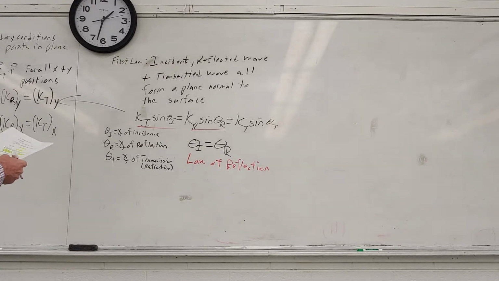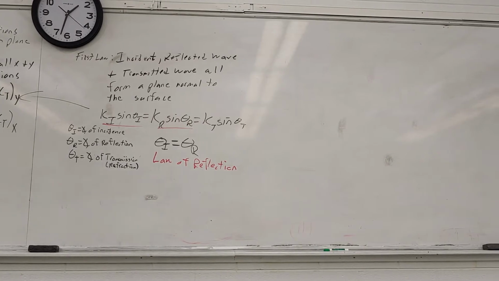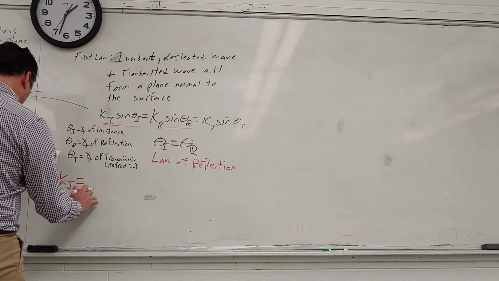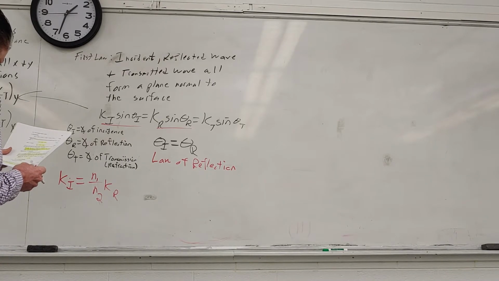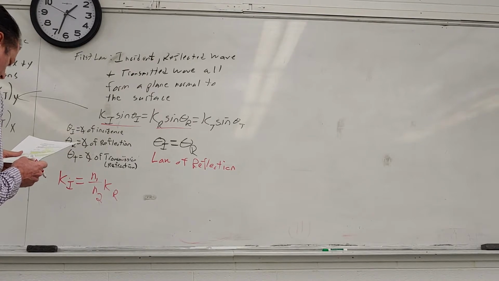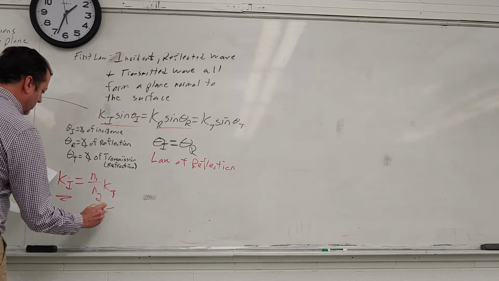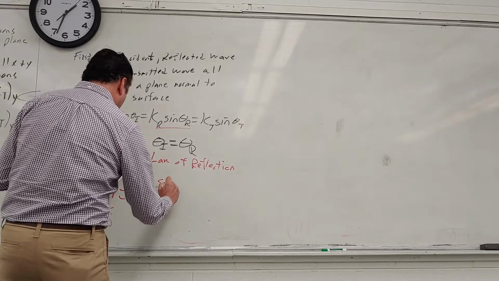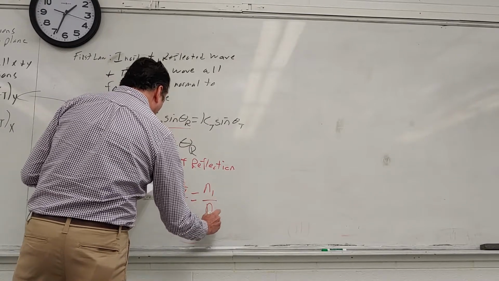Now, what we said here previously, those are for the x and y components of them. Now, the K values previously: K incident is equal to N1 over N2 K reflected. I have that, it should be N1 over N2 K transmitted in my notes here. Now, since that's true, these are just the K values themselves. For that transmitted angle, the sine of the transmitted angle over the sine of the incident angle is going to be equal to N1 over N2.